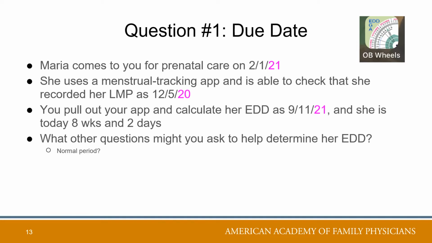Think about her period. What is her normal period? Does she get them every 28 days? When would she expect to get her period? What were her prior menses like? Were they regular, irregular? What's the usual cycle duration for her? Has she been on any hormonal birth control?